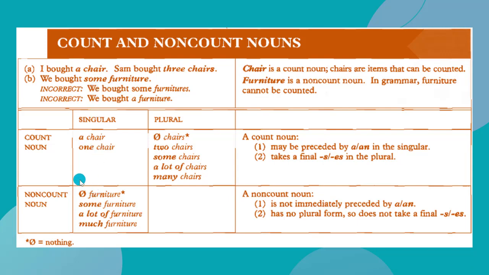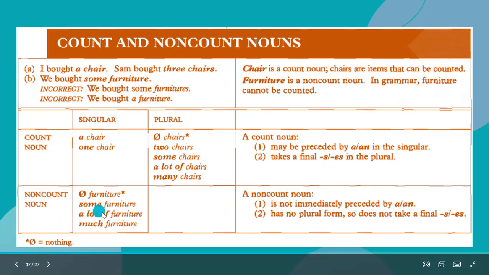Oke. Nah, let's see. A count noun itu 1 chair. Kalau pluralnya itu 2 chairs, some chairs, a lot of chairs, many chairs. It means that it may be preceded by a or an, and then takes final s. Jadi ditambahkan s di belakangnya. And then uncountable itu some furniture, a lot of furniture, dan much furniture. Jadi kita membicarakan di sini mengenai penambahan some, a lot of, and much. Jadi dia di sini tidak bisa ditambahkan s.